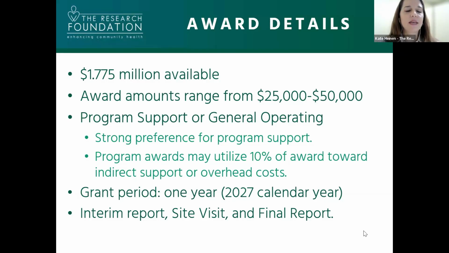So just some details about the awards. We have the same amount available that we awarded last year, 1.775 million. We were really grateful that the board continued to approve that. The award amounts range from $25,000 to $50,000 grants within the 12-month period. So it's for the calendar year of 2027. And then there's the question on the application of program support or general operating. We have said this before, but we'll continue to share that we do have a strong preference for program support, because it's very measurable when it's a program, and it's just what we've preferred to support.